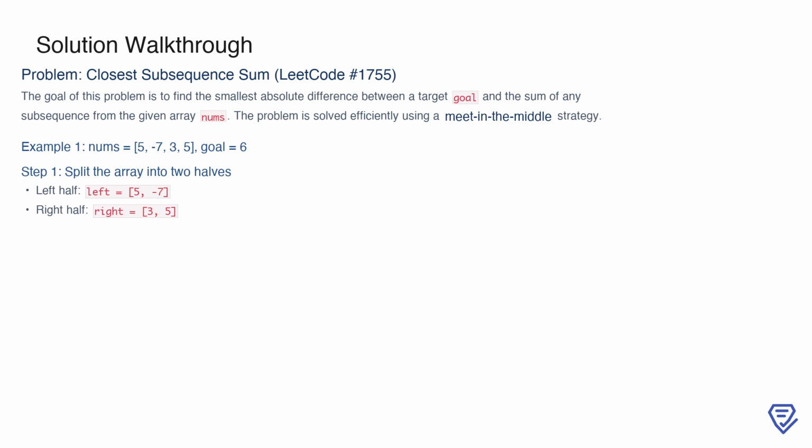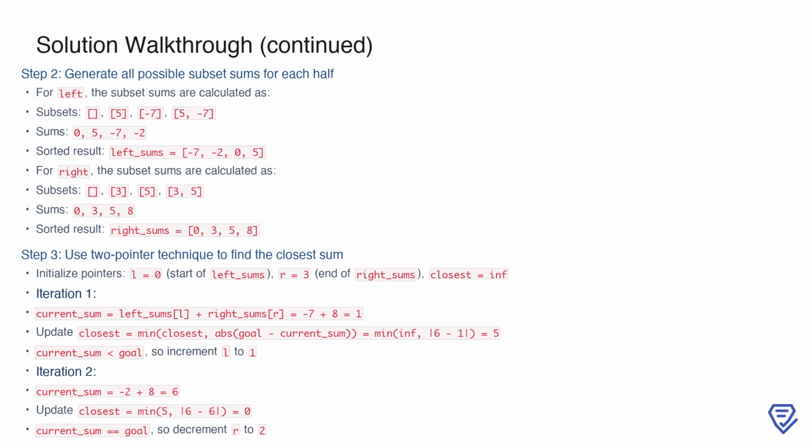The first step is to split the array into two halves. Here, the left half contains 5, -7, and the right half contains 3, 5. This division will allow us to independently calculate and analyze subsets of each half before combining their sums to find the closest match to the goal. The next step is to generate all possible subset sums for each half of the array.